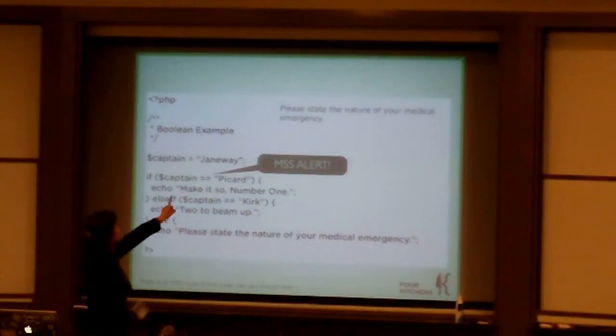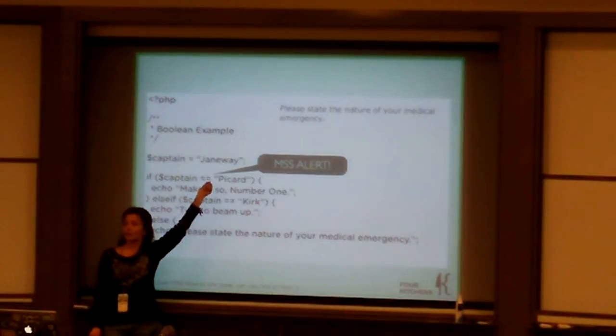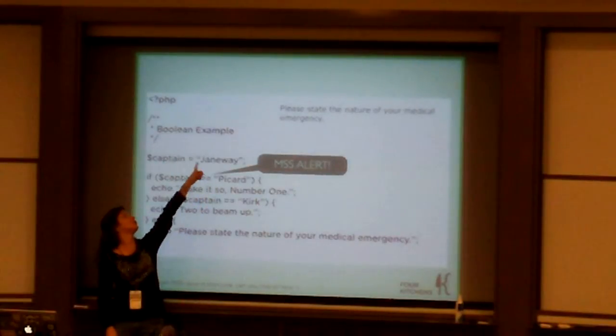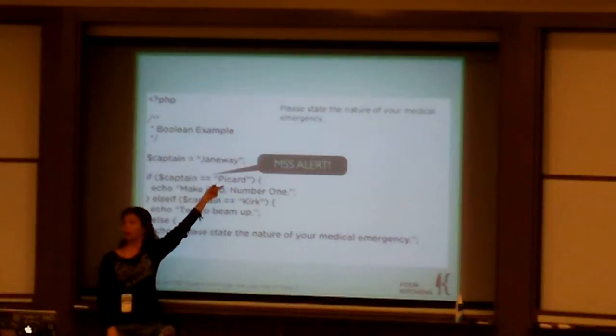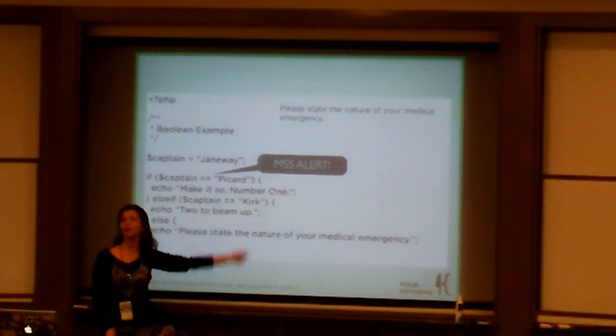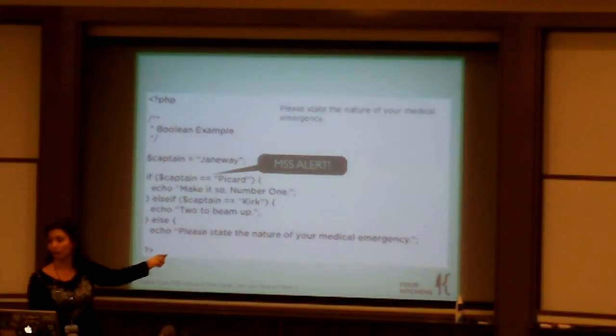Okay, and there's your missing semicolon alert. If this was a single equal sign, what would happen? Captain would become equal to Picard. You'd set captain equal to Janeway, then you'd say if captain, and you'd set it equal to Picard, and it would always resolve to Picard, no matter what you set it to originally. It would overwrite it. And this will make you crazy and keep you up till 3 in the morning.